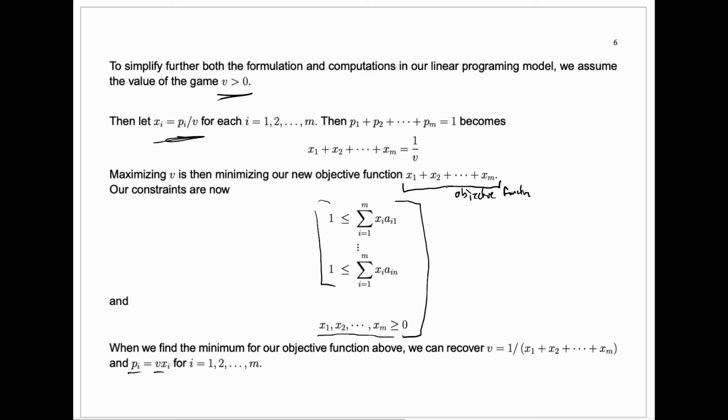So we find the optimal value of the objective function. We find the x's which produce that value, and that will tell us our optimal strategy, the probability vector p, and the value of the game v, which is 1 over that minimum value of the objective function. I might have said maximum before. We want to minimize this objective function, because maximizing v before was like minimizing this new function. So this is now a very nicely simplified linear programming problem in just these m variables, x1 through xm.